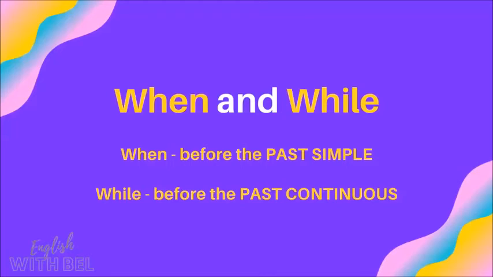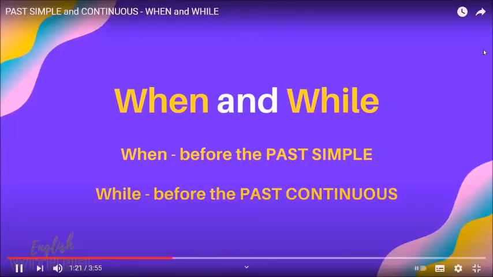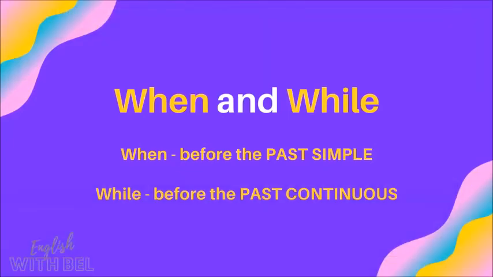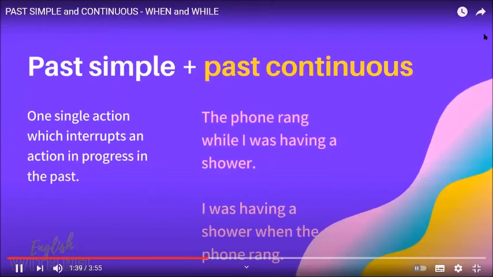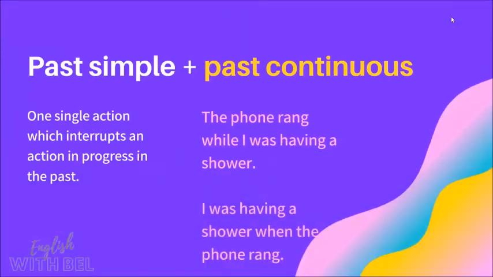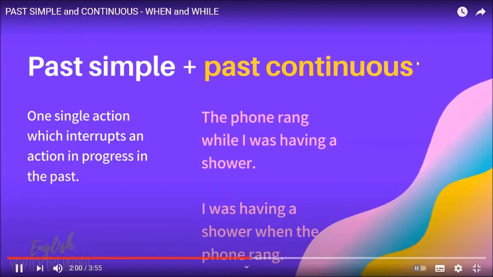Now, we have two words which are generally used together with these two tenses, and they are when and while. We use when before the past simple and while before the past continuous. It is also important to say that there are different ways in which we can combine the past simple and the past continuous. Let's have a look at some examples. You can, for example, combine the past simple and the past continuous. This means that there is one single action which interrupts an action in progress in the past. You can use the past simple first and the past continuous second, and the other way around as well. However, bear in mind that you will have to link the two clauses using when or while. For example, the phone rang while I was having a shower, or I was having a shower when the phone rang.